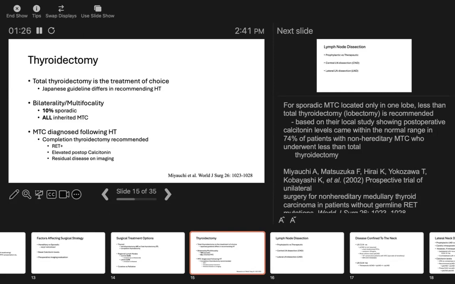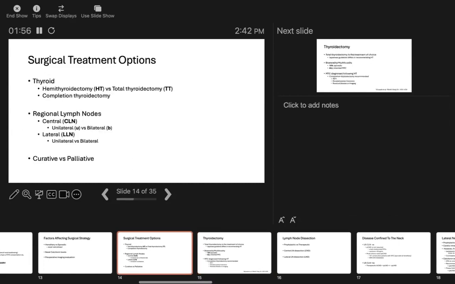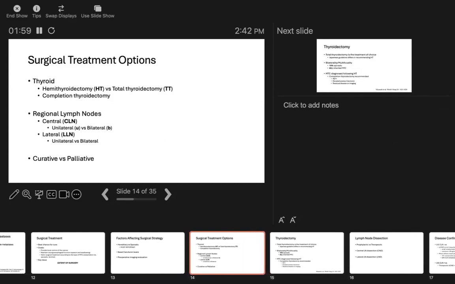However, there is a possibility that you can do less than that. It is because in sporadic MTC, when the lesion is very small and intrathyroidal, with no lymph node metastasis seen on assessment, and serum calcitonin level of less than 20 pg per mL, then you can do hemithyroidectomy.